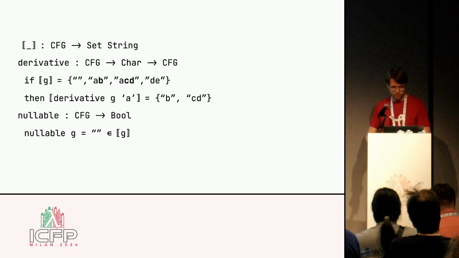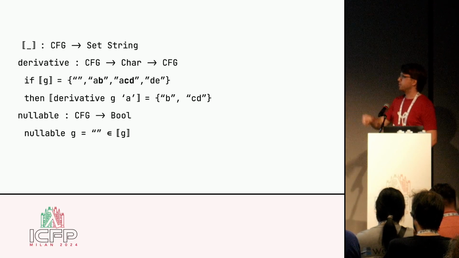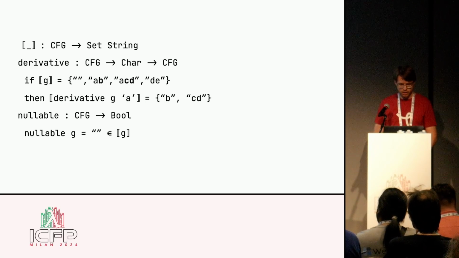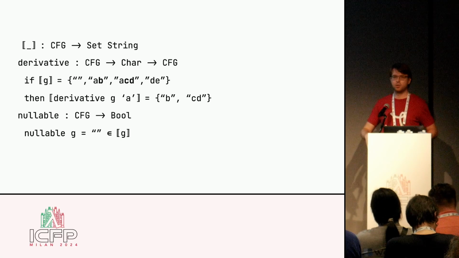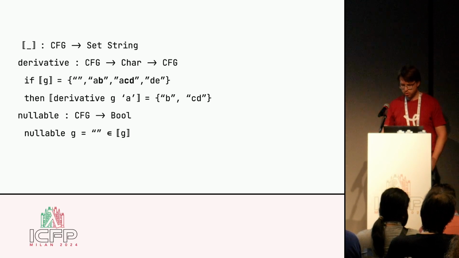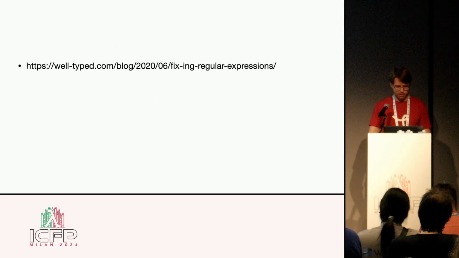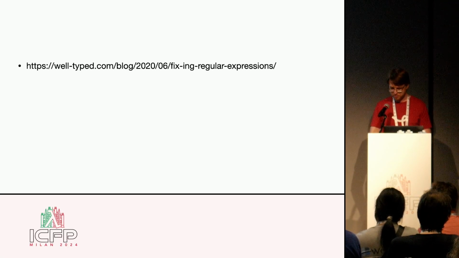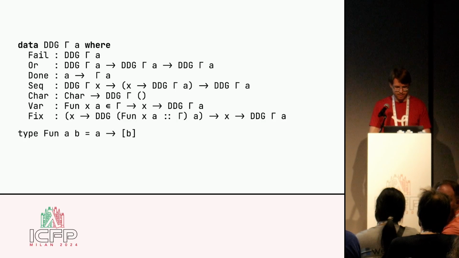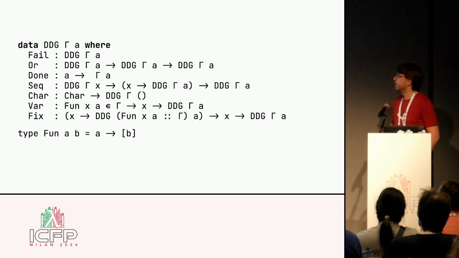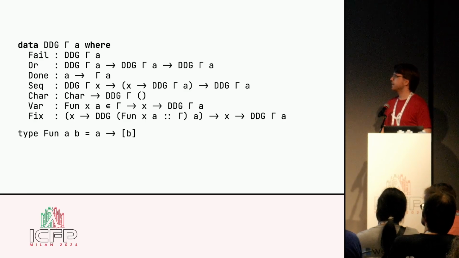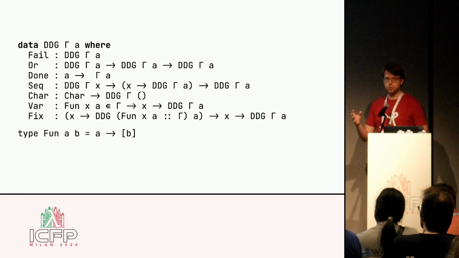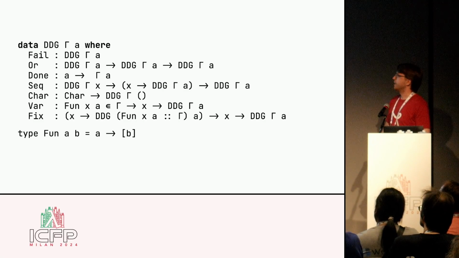And finally, we need a function called nullable, which determines whether the empty string is in the meaning of the grammar. And with this, you can iteratively apply derivatives to parse a whole string. And at the end, you need to call nullable to see whether it actually has parsed anything. So this is based on a blog post from Well Typed. But I've extended it a bit. In the blog post by Well Typed, they only look at recognizing languages. I've extended it a bit to actually produce results. And I'm using this data type for that.